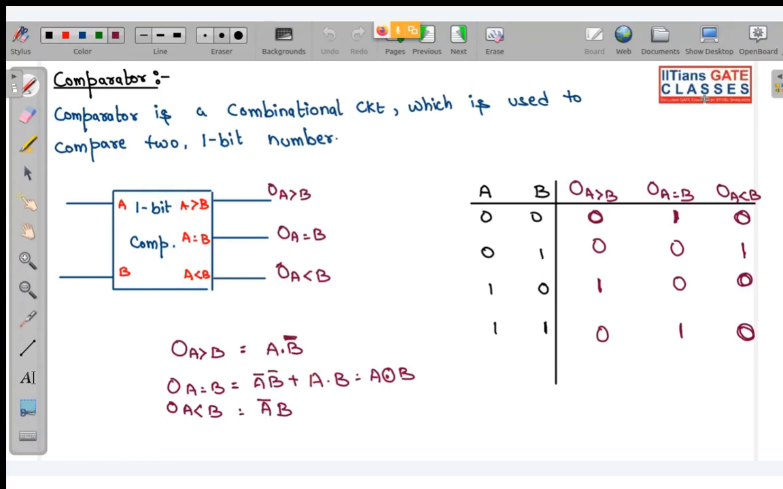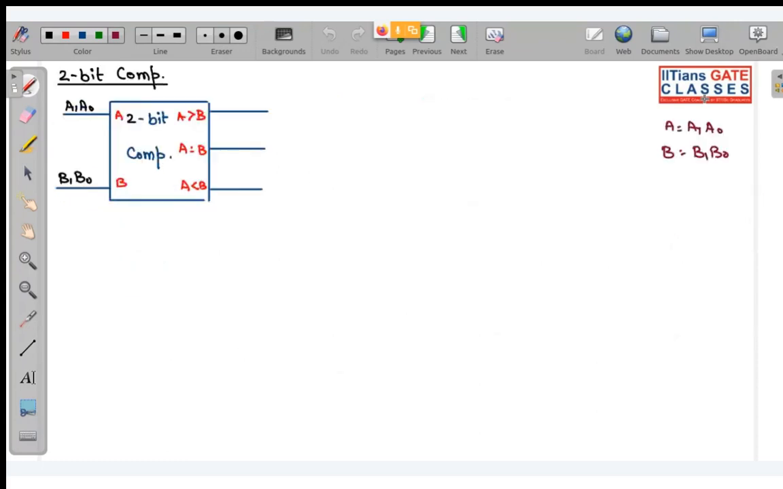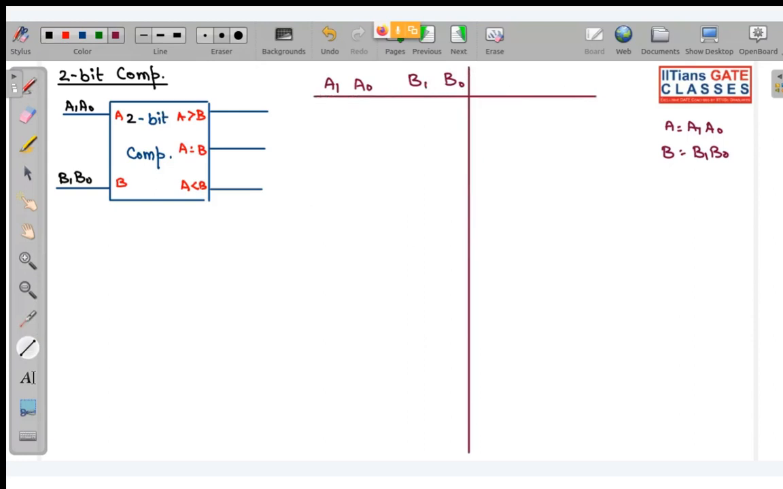Okay, so now look over here. If A is equal to A1 A0 and B equal to B1 B0, where A1 and B1 are the MSB, and A0 and B0 are the LSB, again this time I need to make combinations of A1 A0, B1 B0. So how many total combinations will be there? Tell me how many combinations we will have. See, what is happening to you guys?